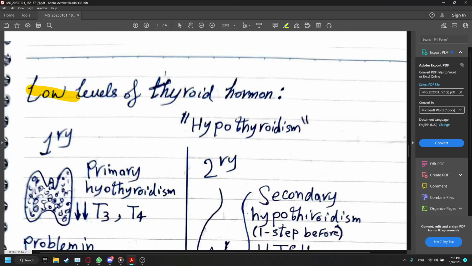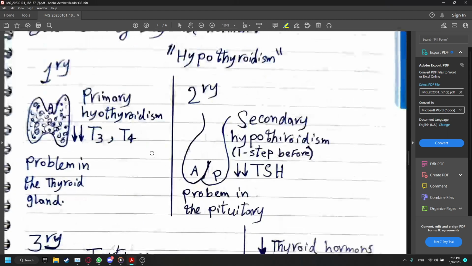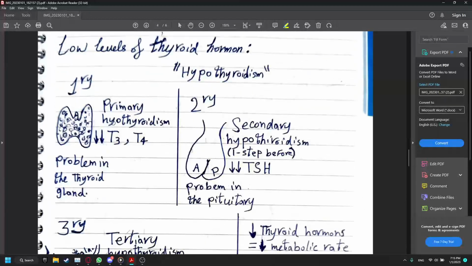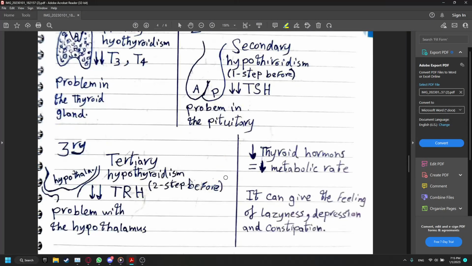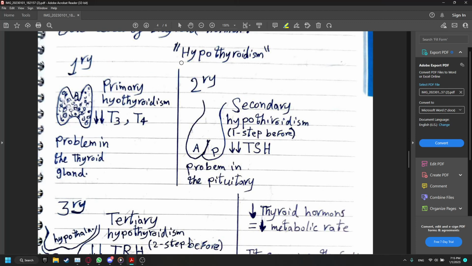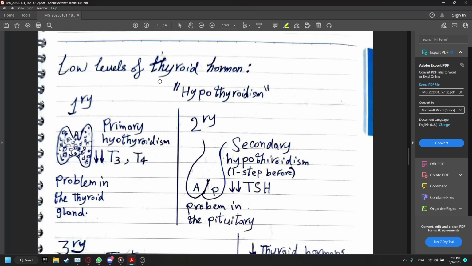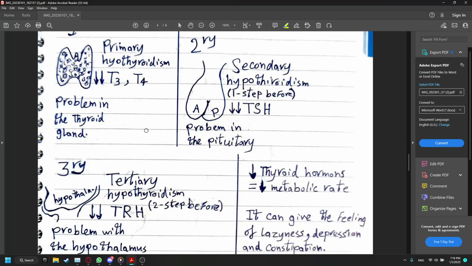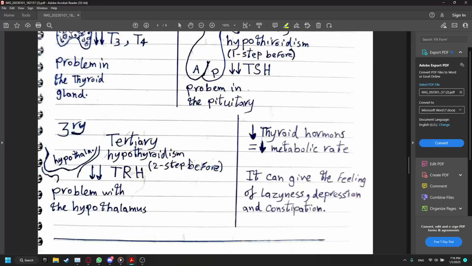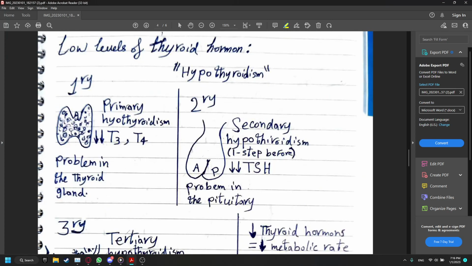So what happens if you have low levels of thyroid hormone here? There are mainly three causes for low levels of thyroid hormone, and that would be primary, secondary, and tertiary hypothyroidism. So the primary one is pretty easy. It's basically a problem in the thyroid gland.